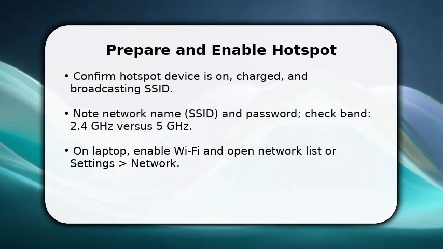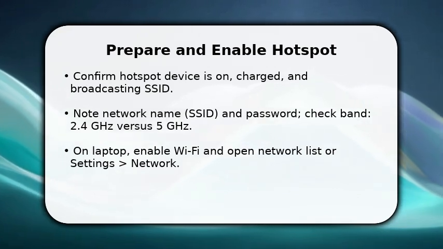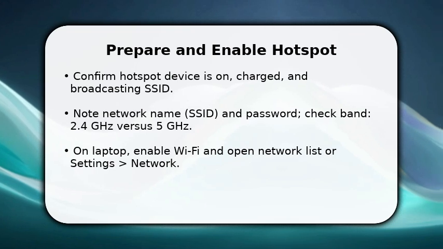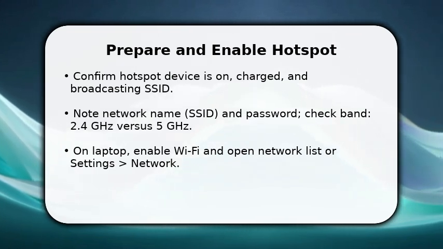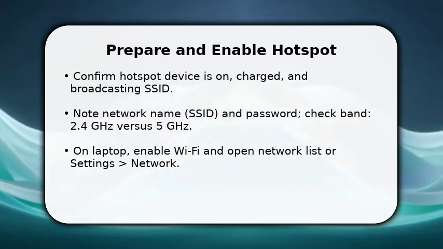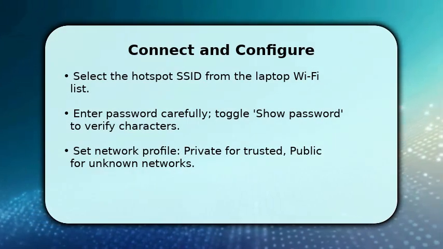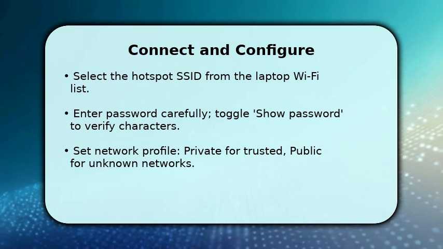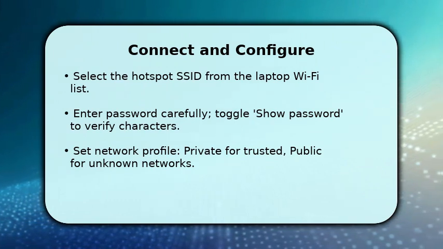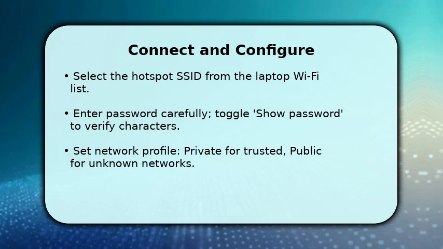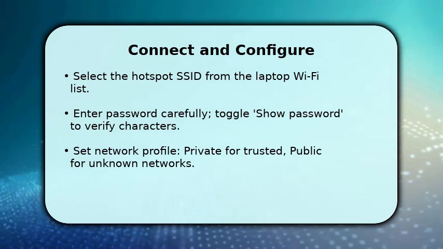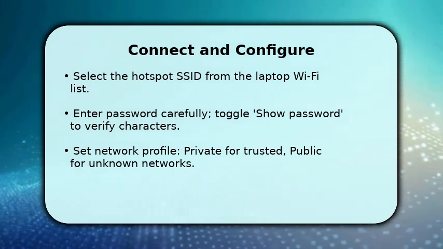Next, on your laptop, you enable Wi-Fi and open the network list, or the network settings pane, so the available SSIDs populate and are ready for selection. You now pick the hotspot SSID from the laptop's Wi-Fi list and click Connect. Precision matters because one wrong character in the password prevents association. If available, toggle Show Password to confirm what you typed, then submit.